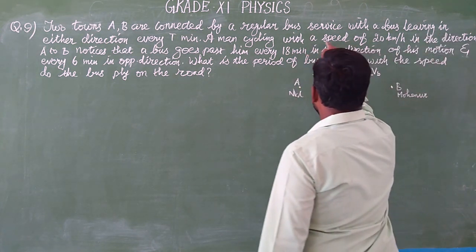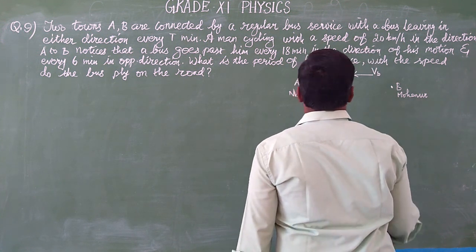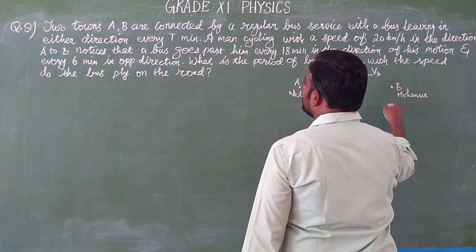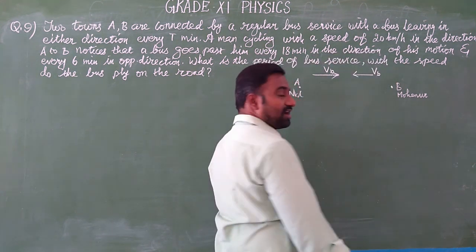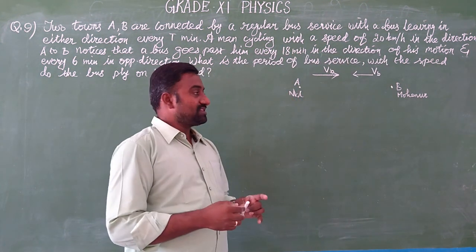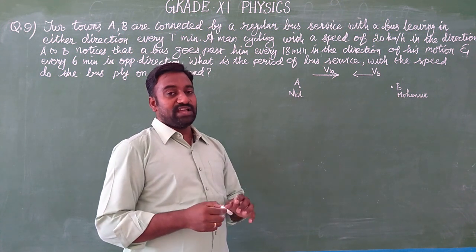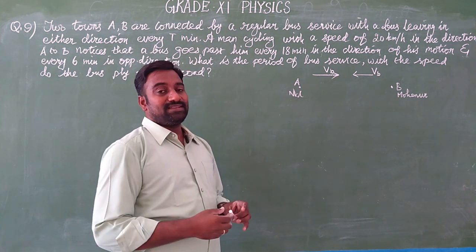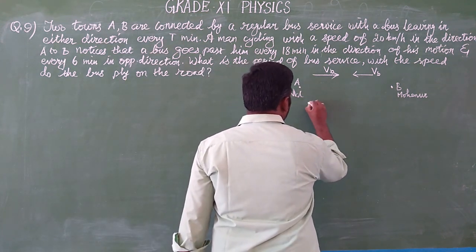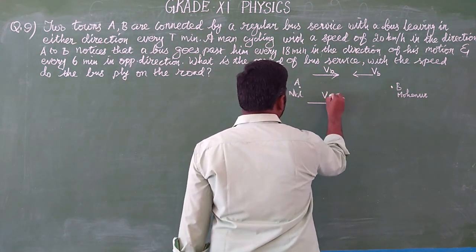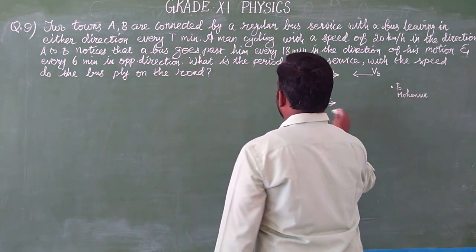A man is cycling with a speed of 20 km per hour in the direction of A to B. Okay, so now a man is cycling. Now it's a holiday, so most of the boys and girls used to cycle on a highway road, no? Yes, it's the best exercise also. So a man is cycling from town A to B. So the velocity of the cyclist is from A to B.